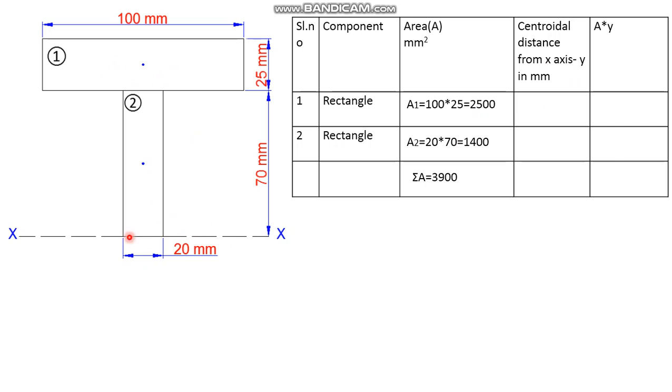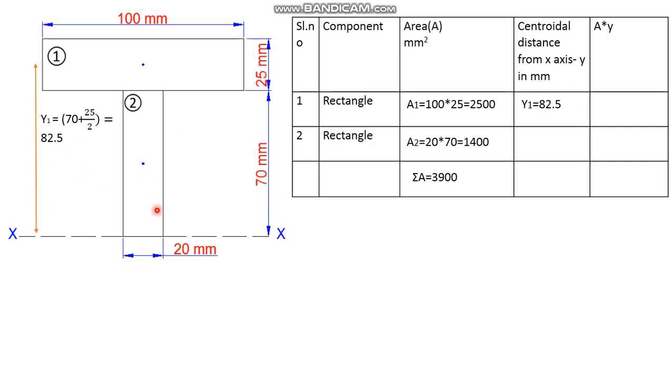Next, the centroidal distance from x axis: you have to calculate the centroid of these figures from x. First for this area, this is the centroid. So the centroid distance will be from here to here: 70 you have, and then d by 2, which is 25 by 2. So 70 plus 25 by 2, you will get 82.5 mm. This is your y1 distance.